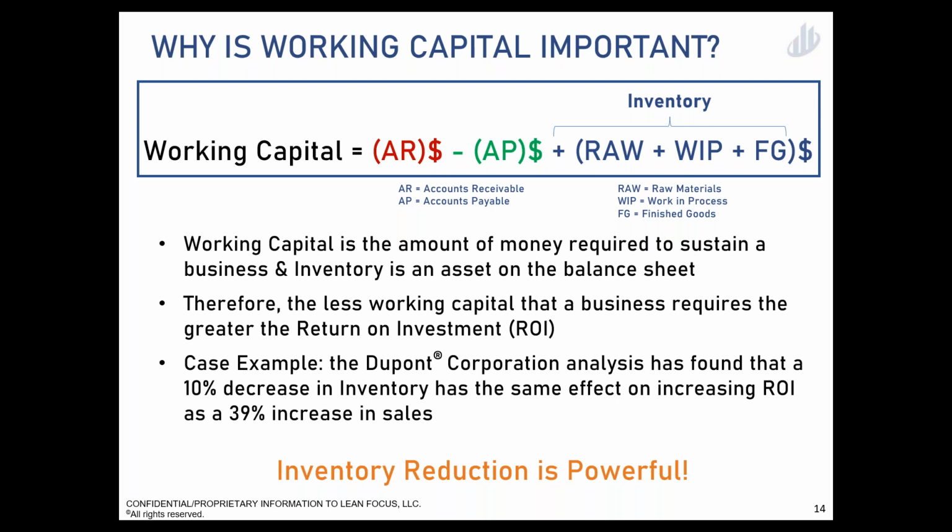So a case example, DuPont has said that a 10% decrease in inventory is the same thing as increasing their ROI as a 39% increase in sales. So don't underestimate what you can do to improve your cash flow or your working capital by reducing your inventory. It is a huge benefit, and we spend an awful lot of effort talking about inventory reduction as a part of managing your cash flow and your working capital with all kinds of businesses that we interact with.